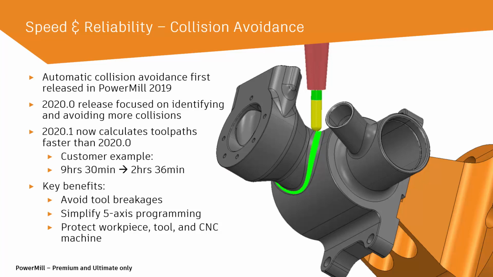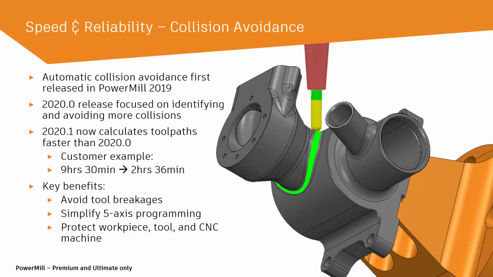There's an added benefit here in that this feature also allows programmers to program their parts using fewer toolpaths, a smaller number of toolpaths, simply because parts can be cut with one toolpath where previously they may have had to use multiples. So this is a big benefit to offer 5-axis programmers.